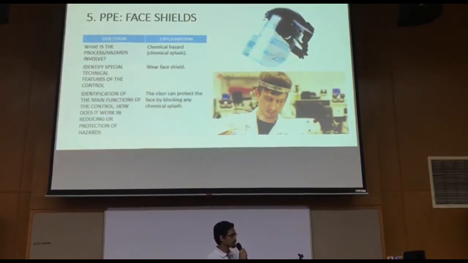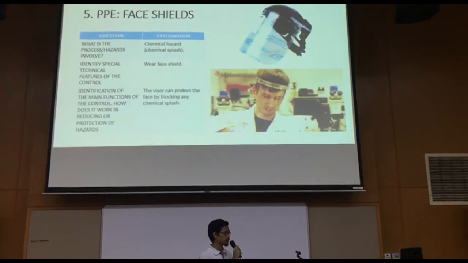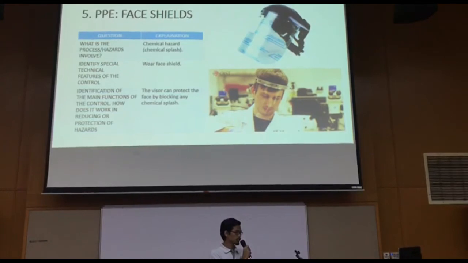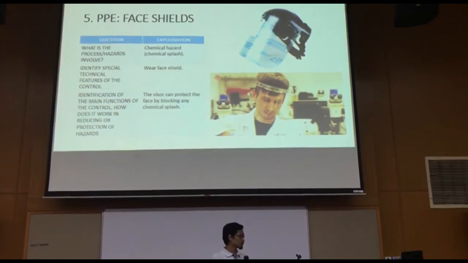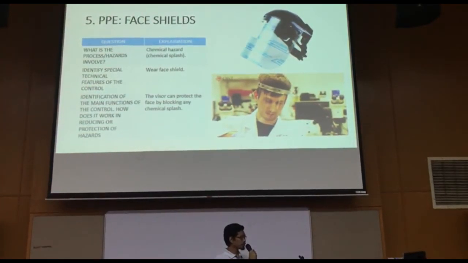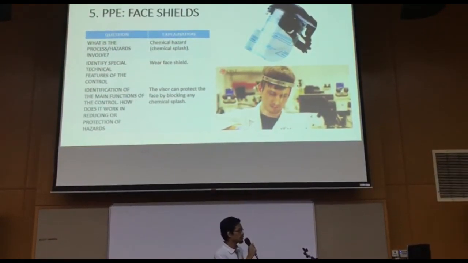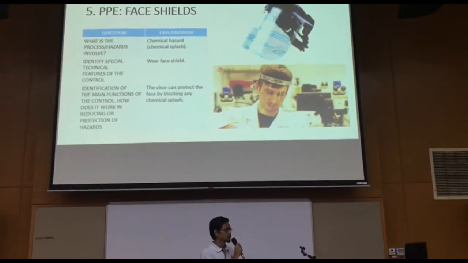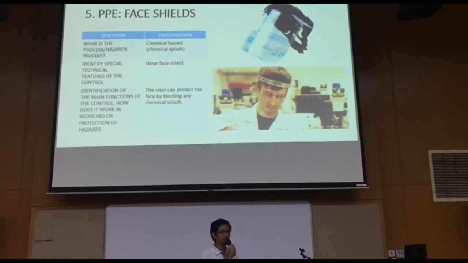Okay, next, PPE face shield. The hazard involved is chemical hazard, for example chemical splash. To control this, we need to wear a face shield. How does this special technique control the hazard? The visor can protect the face by blocking any chemical splash. Thank you.